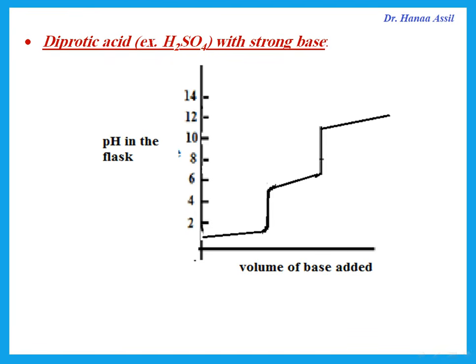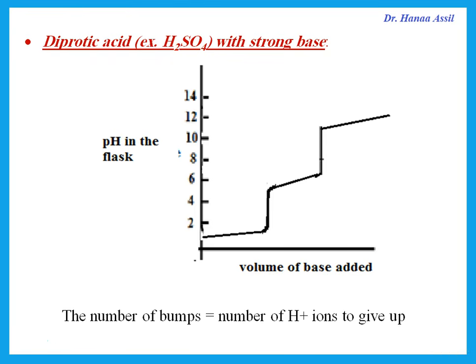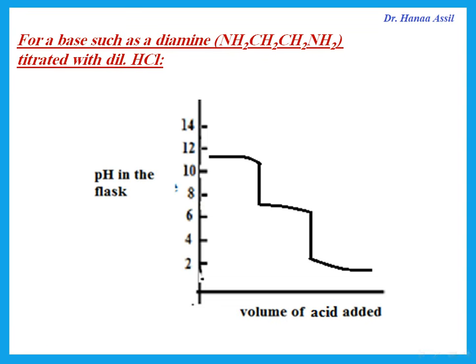What if I have a diprotic acid? Diprotic acid is an acid that has 2 H+ ions that it can give up. So if I'm titrating, for example, sulfuric acid with a strong base, first it will give up its first H+ ion, then it will give up its second H+ ion. So in this case, the number of bumps in the graph is the same as the number of H+ ions. So looking at the graph, I can tell that this is a diprotic acid.